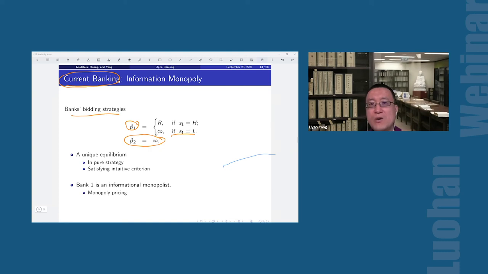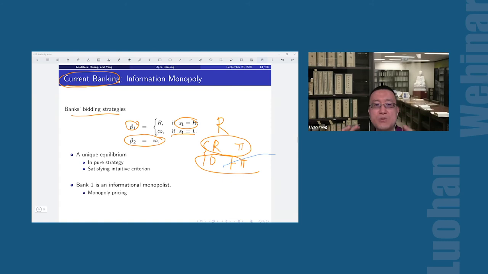But if bank one sees a good signal, bank one will charge rate R. The R is all the basic return. You remember, if it's a good signal H, the borrower will generate zero with probability 1 minus pi, or generate R with probability pi. If the borrower generates R, it will give all the money to the bank. If it generates zero, nothing goes to the bank because of limited liability. So basically, the borrower will give everything to the bank. The bank has all the rent.